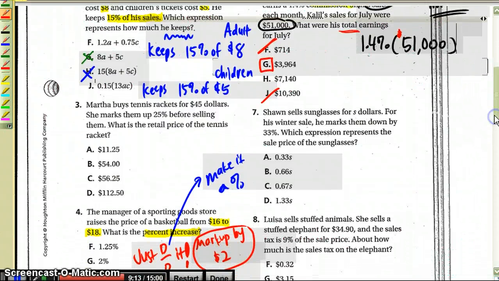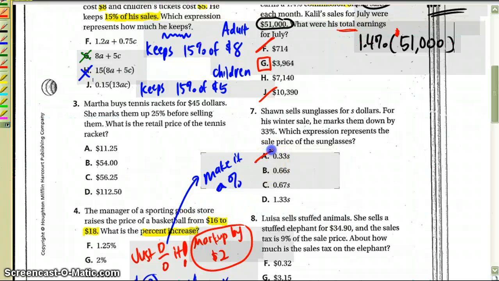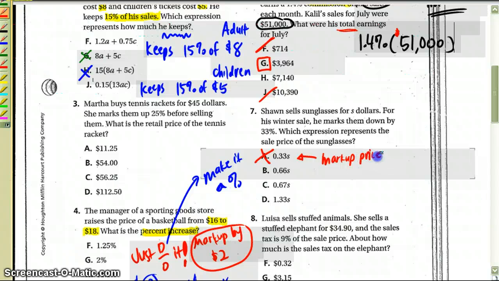Okay, number 7. Watch out, the answer is not A. A would be the markup price, 33% times S, the sunglasses. But I am looking for the sale price. I'm sorry, this is not the markup price. This is the discount price. I am not looking at the problem correctly. They marked it down by 33%, so that would be the discount price.